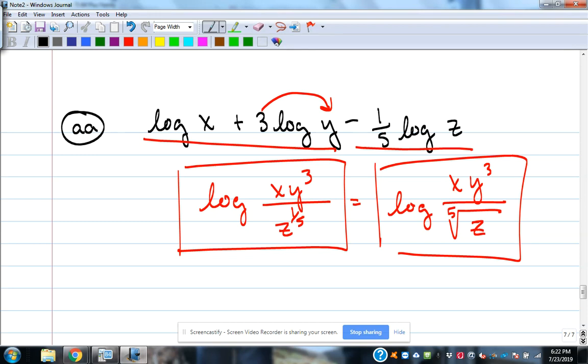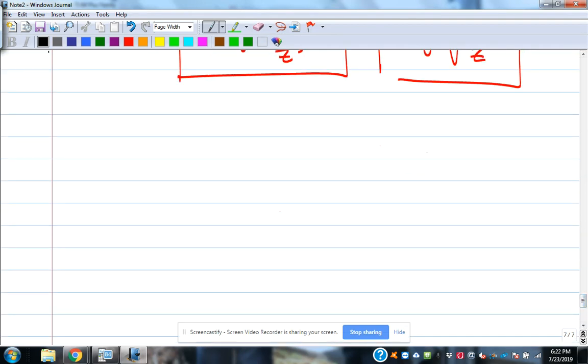Hey, last thing in this section is just evaluating a log with the calculator. So I want to show you how to get your calculator to do different logs and work those out. So evaluate. This is the easiest part of the section, the easiest part of the night, with the calculator.